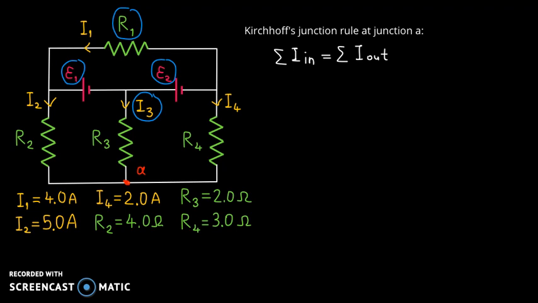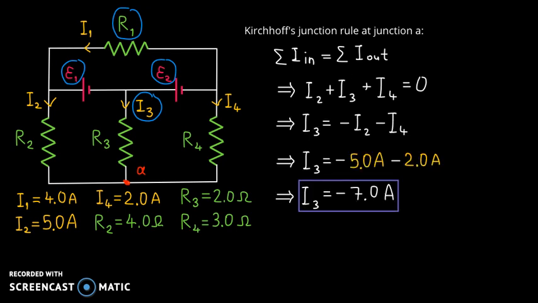When we look at the picture, all of these 3 currents, I2, I3, and I4, are going into junction A. Therefore, we get I2 plus I3 plus I4 equals 0. Let's isolate and solve for I3. We get I3 equals negative 7 amps.